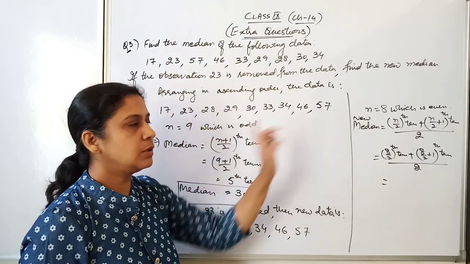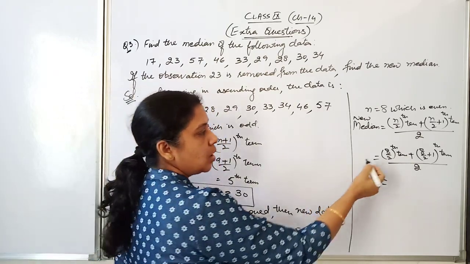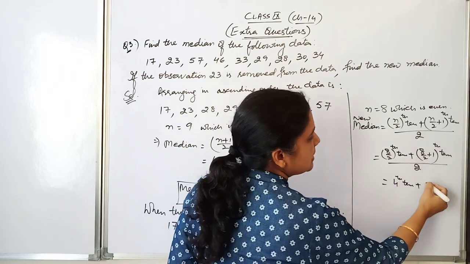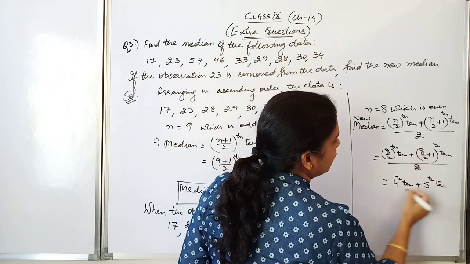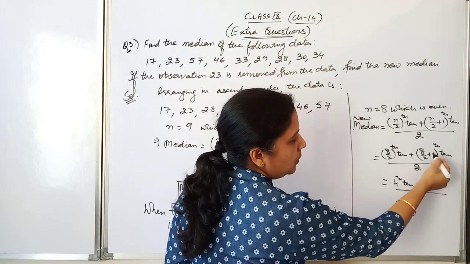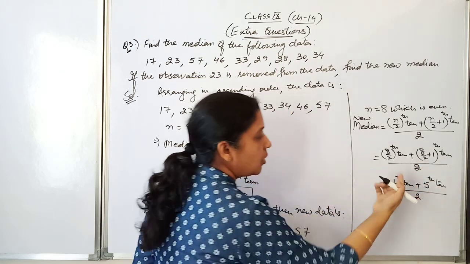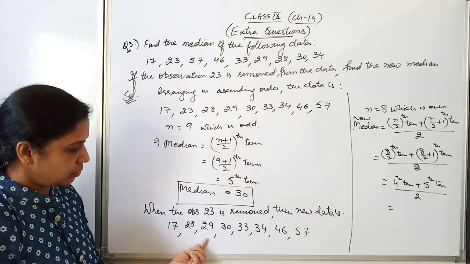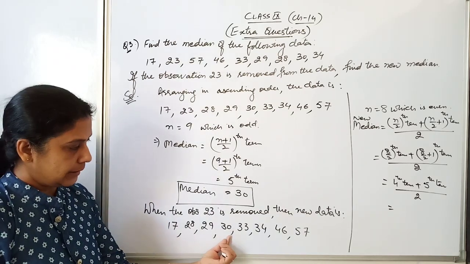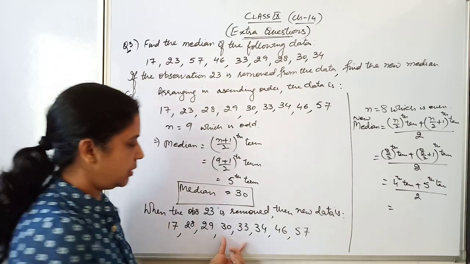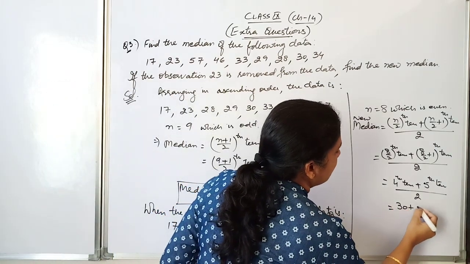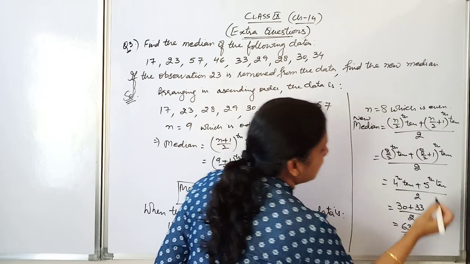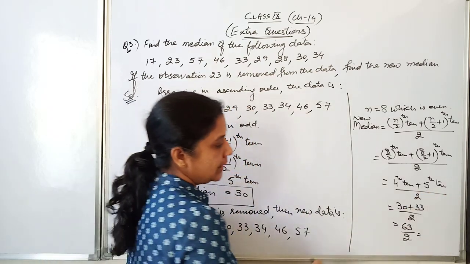I have just put down the value of n as 8. Now 8 by 2, that is 4th term plus its consecutive term, that is 5th term. You can simplify. 8 by 2 is 4 plus 1, 5th term. Now you have to pick this 4th and 5th term from this ascending order only. 1, 2, 3. This is the 4th term, 30, and this is the 5th term, 33. Let's put down the values. So it becomes 63 by 2. Let's simplify it.